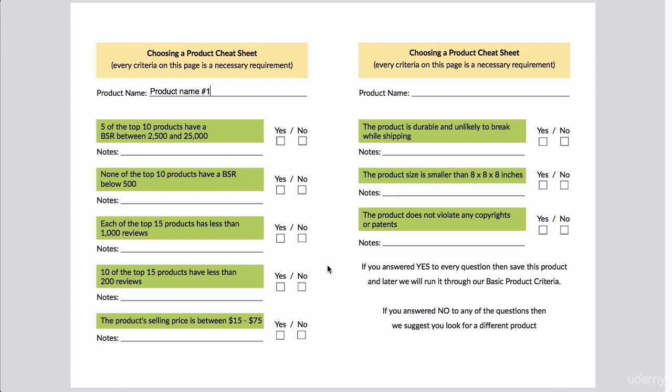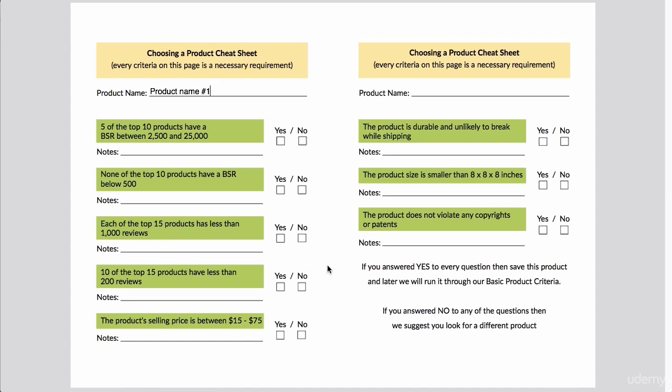It's important that our competition doesn't have too many reviews, because when we start selling our product, we're starting out with 0 reviews. And if we have 0 reviews and our competitors have thousands, it's going to be very hard for us to catch up. The next criteria is 10 of the top 15 products have less than 200 reviews. The reason for this is we don't want our competition in general to have too many reviews, because if they do, like I mentioned with the last criteria, it's harder for us to catch up when we're starting out with 0 reviews.